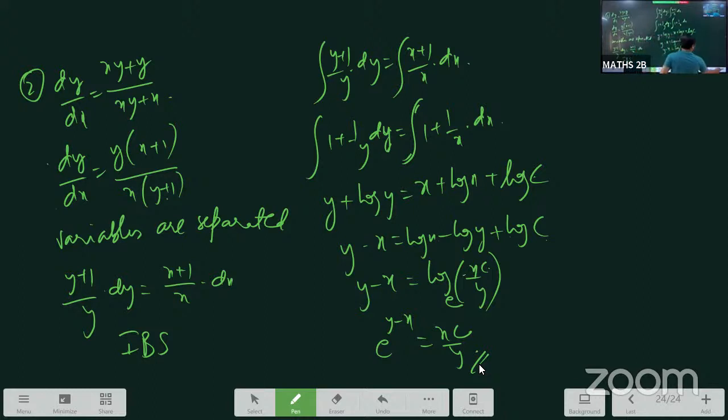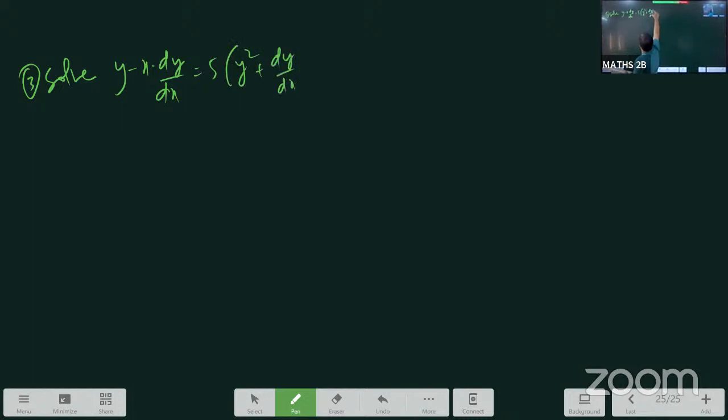Okay, next. Solve y minus x dy by dx. Y minus x dy by dx is equal to 5 into y square plus dy by dx.